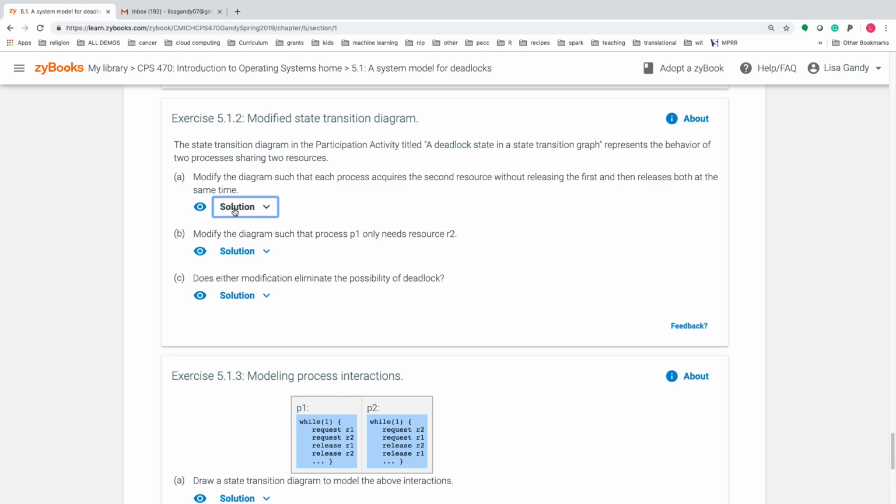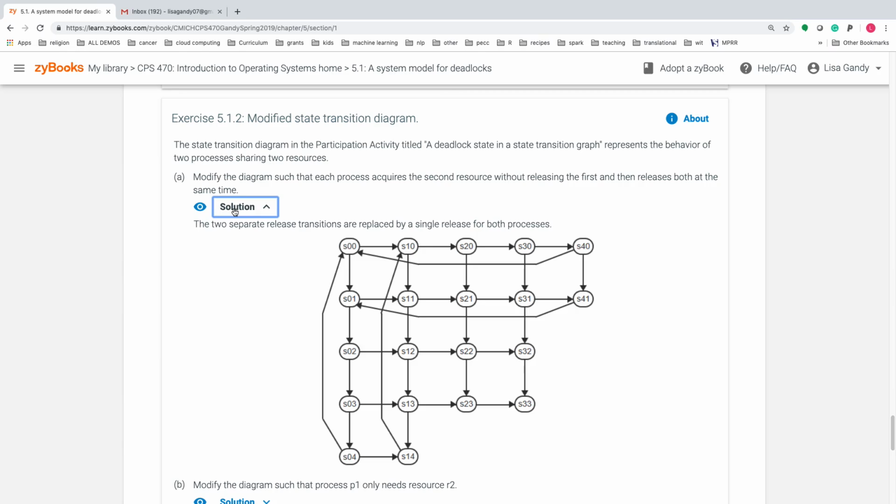This is a bit much because you're going to have to draw the whole thing. So what they've done here is acquire the second resource without releasing the first. All they've done is taken out this arrow here and then release both at the same time. So here they've acquired both and then they're releasing them both at the same time. So this would just say release R1 and R2. Yeah, that's the solution.